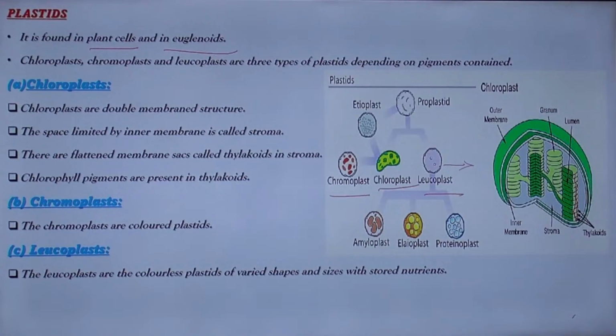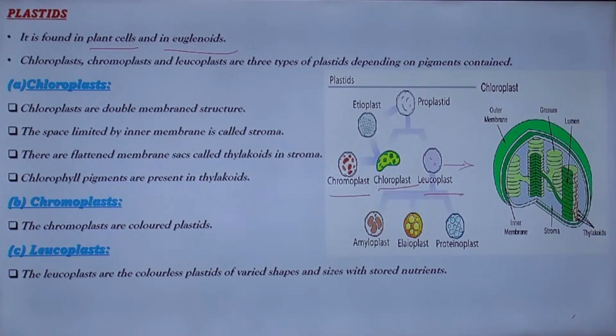And then chlorophyll pigments are present in thylakoids. This pigment, chlorophyll, gives us the color, as we know. So chlorophyll pigments are present in thylakoids; it is present only in thylakoids. And then chromoplasts. Chromoplasts are colored plastids, as we see here.